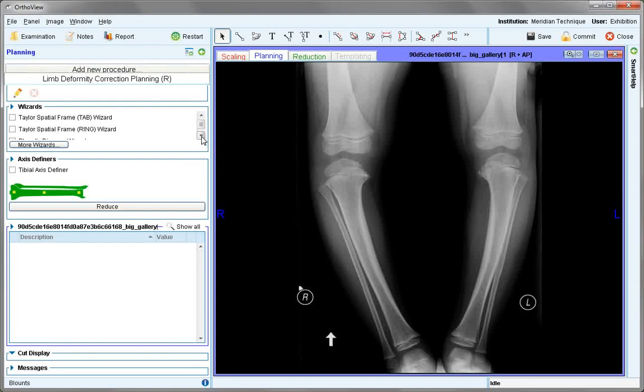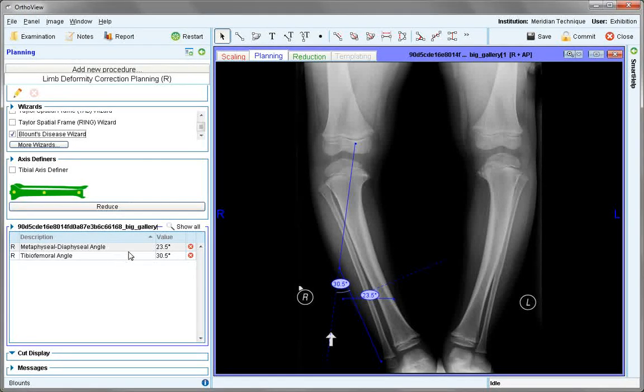In the planning screen, along with the tailor spatial frame wizards, which will be reviewed in another tutorial, we have the Blount's disease wizard. Select this wizard to measure either the femorotibial angle or the metaphyseal diaphyseal angle. There are two parts to this wizard.